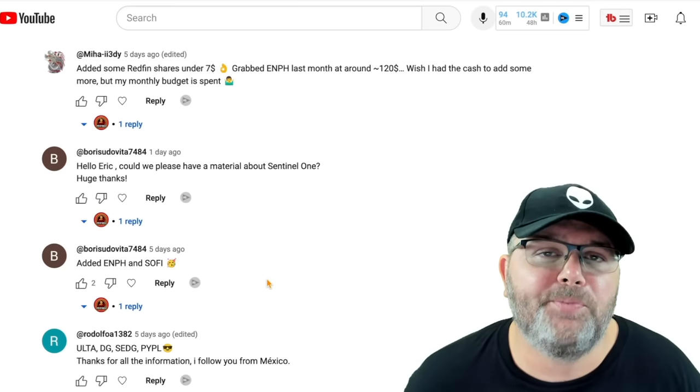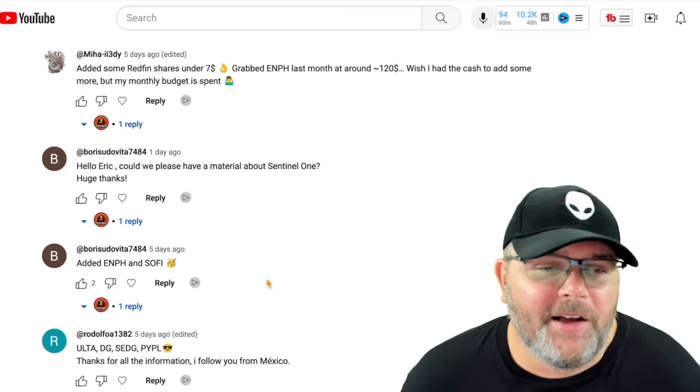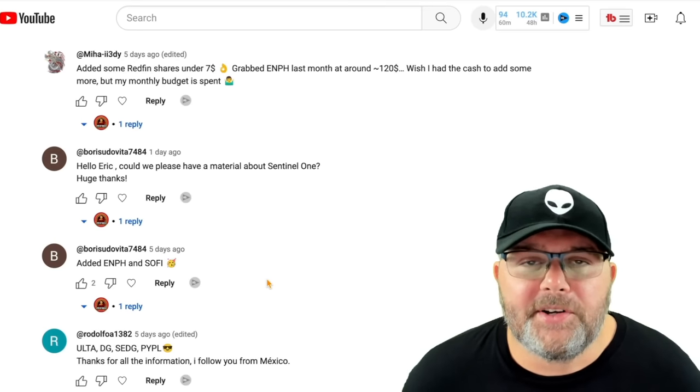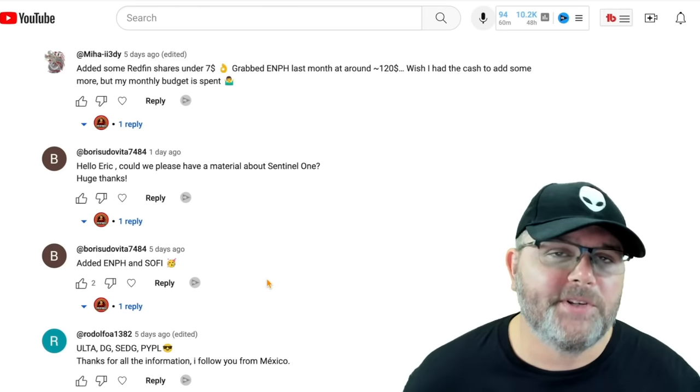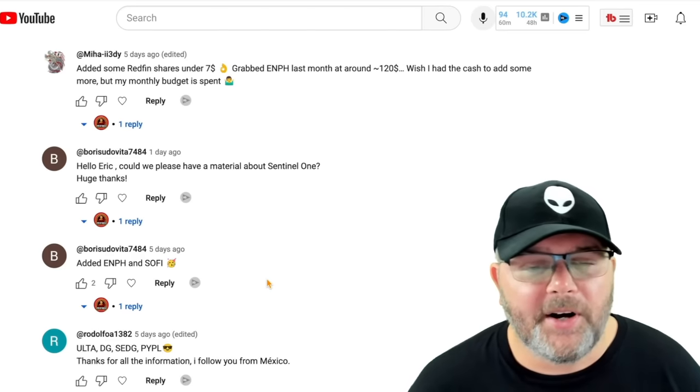Of course, that's going to put pressure on housing type stocks and the housing market overall. So, under $7, maybe that's a good buy longer term, but don't be surprised if you see more volatility on names like Redfin. Enphase, we already talked about.